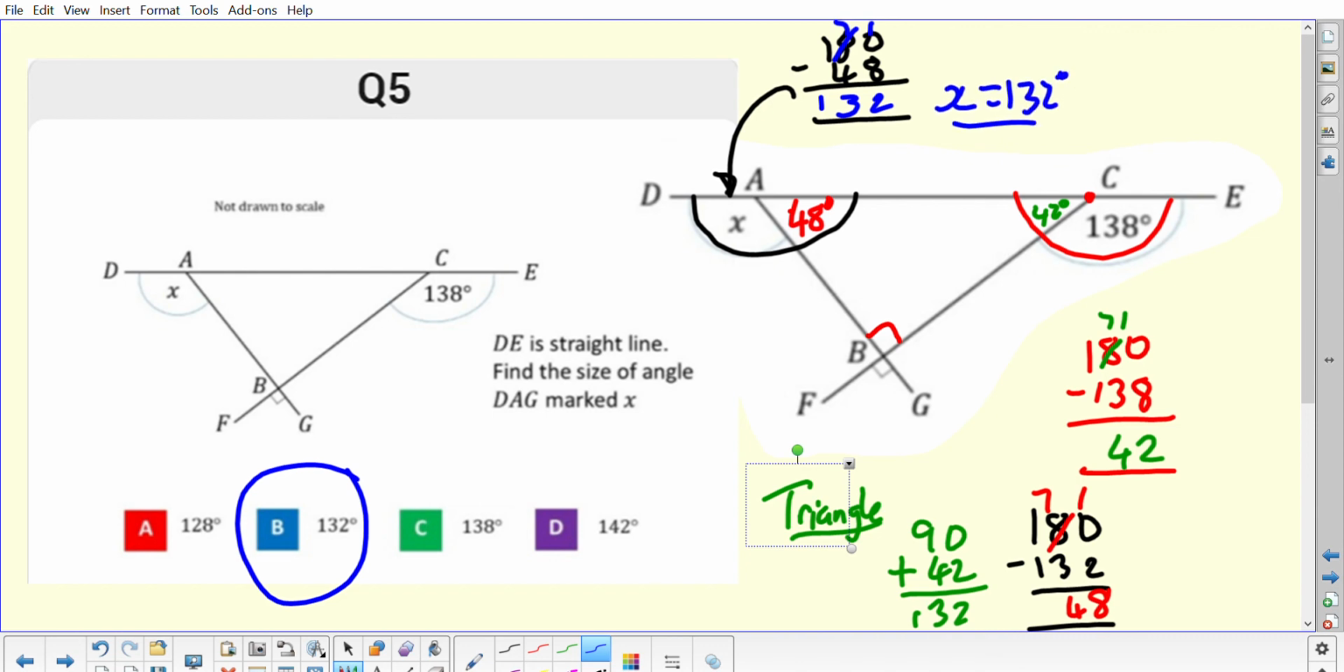So quite a lot to do around that, and that's the sort of thing that we need you to build up to. So drawing a diagram when it's a bit more complicated is definitely the way forward, as well as bringing together all your different angle facts.